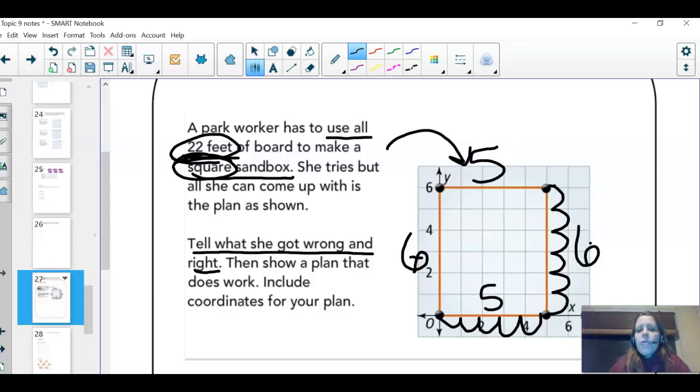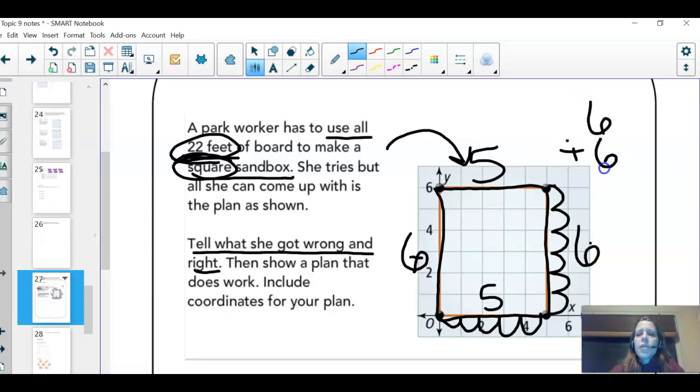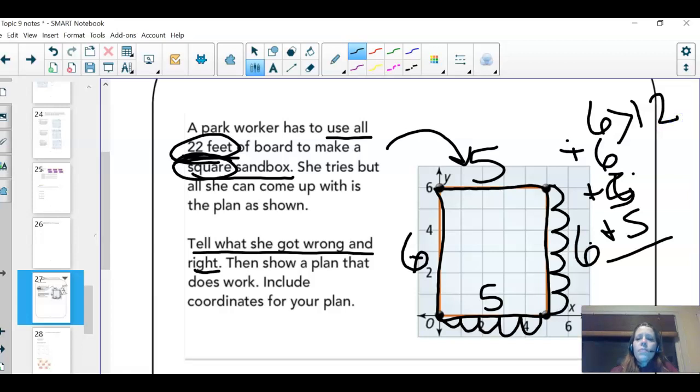So if I add those up to find this, yo necesito sumarlo. I need to add them. I have 6 plus 6 plus 6 plus 5, plus 5. Okay? 6 más 6 es 12. 5 más 5 es 10. So she used 12 plus 10 is 22.